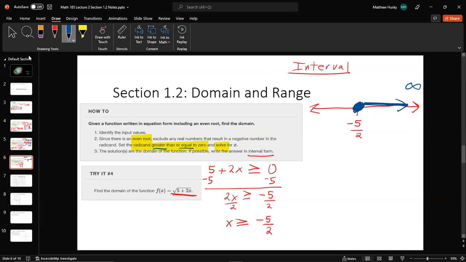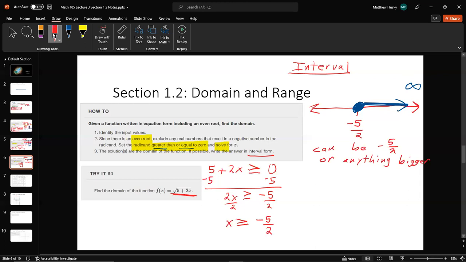So basically what this means is it can be -5/2 or anything bigger. So it could be -1, it could be -0.5, it could be 0, it could be 5, it could be 10, it could be 30, it could be 10,000, whatever.